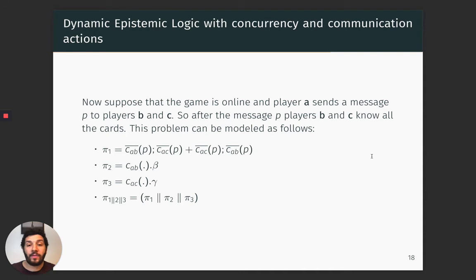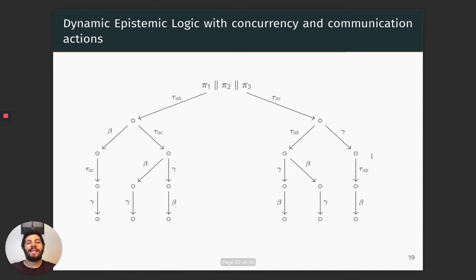So coming back to that example, now with this communication action, we can model that player A sends the message P to players B and C, and the message P holds the information of the card that player A is holding. So with this, we can model this exchange of communication. But when you're going to execute, these communication actions are transformed into action models. So from this point forward, we are executing action models.